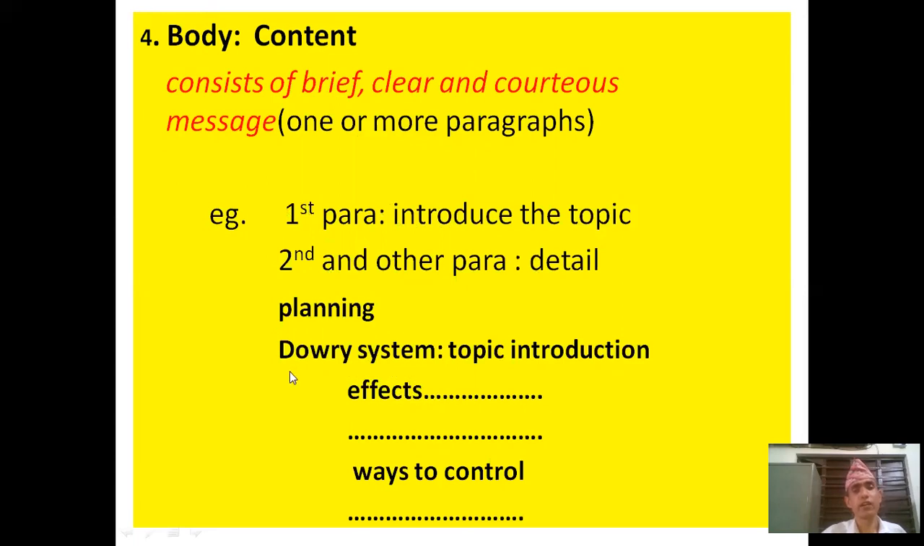In this letter, this is the content, the writer has written about the Dowry system. So one thing you have to consider is, before writing the content in formal letters, you should make a plan. Here, in that letter, the writer has made a plan like this. The topic Dowry system, he introduced the topic first, and in another paragraphs, he has included effects and ways to control. So this is how you can plan. Just like in essay writing, you make a plan, then you can make a plan in your body or content of the formal letter.